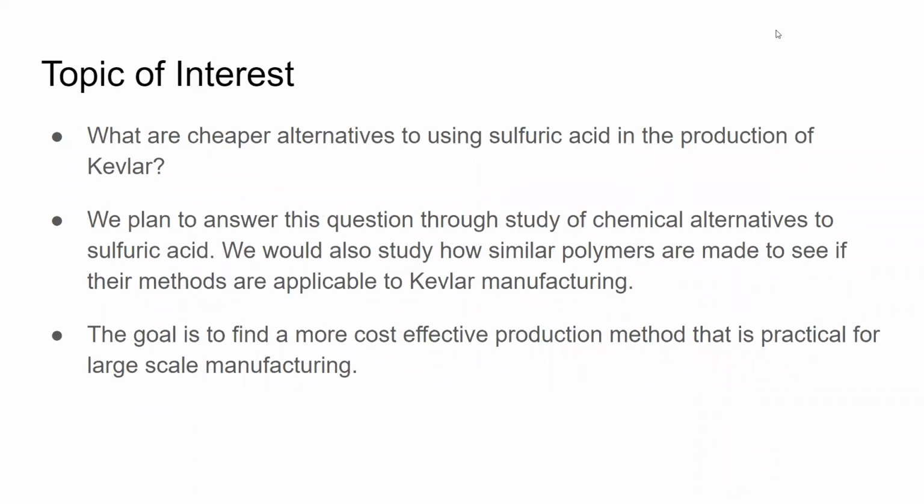So, our topic of interest in regards to Kevlar is, what are cheaper alternatives to using sulfuric acid in the production of Kevlar? We plan to answer this question through study of chemical alternatives to sulfuric acid. We would also study how similar polymers are made to see if their methods are applicable to Kevlar manufacturing. The end goal is to find a more cost-effective production method that is practical for large-scale manufacturing.